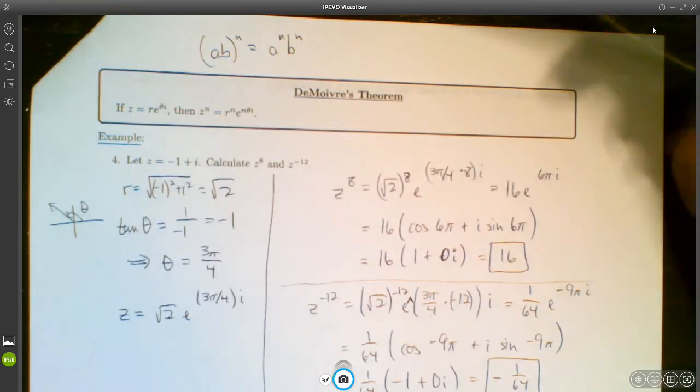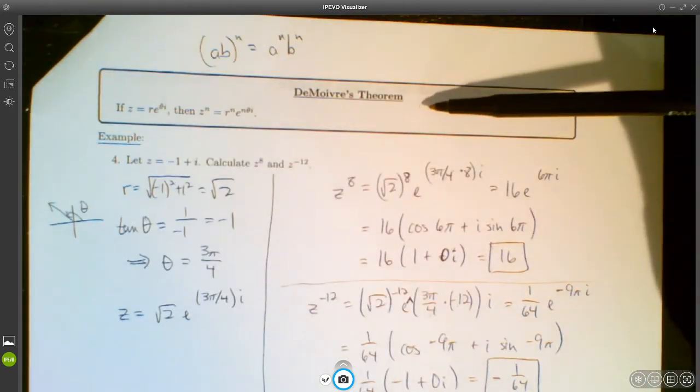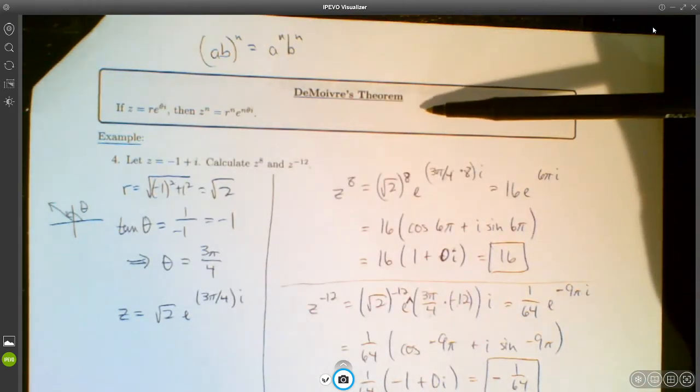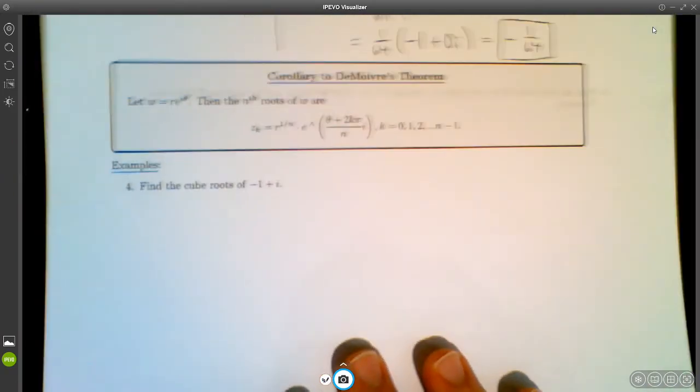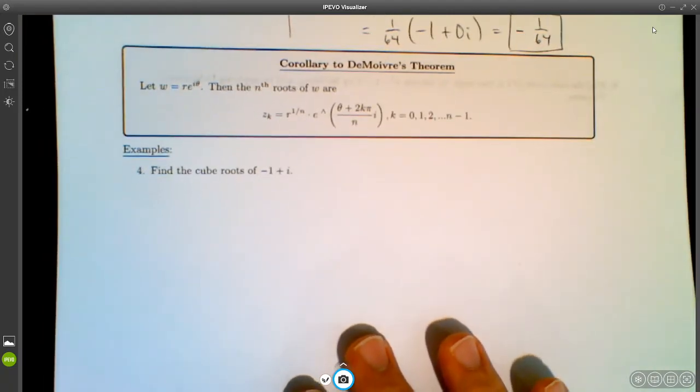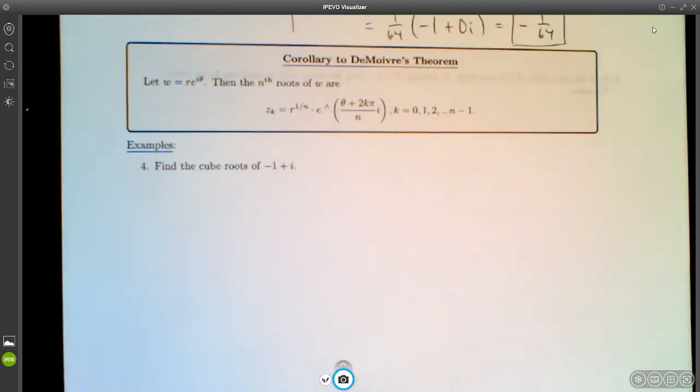Now you may wonder, why have we taken this random detour? Why are we talking about this weird theorem when what we're trying to do is find zeros of polynomials? Well, here's what really helps us find the zeros of polynomials. It's a corollary to de Moivre's theorem, and it's about the nth roots.